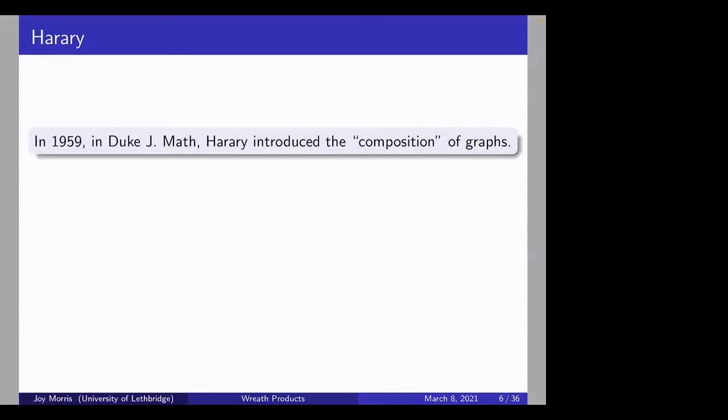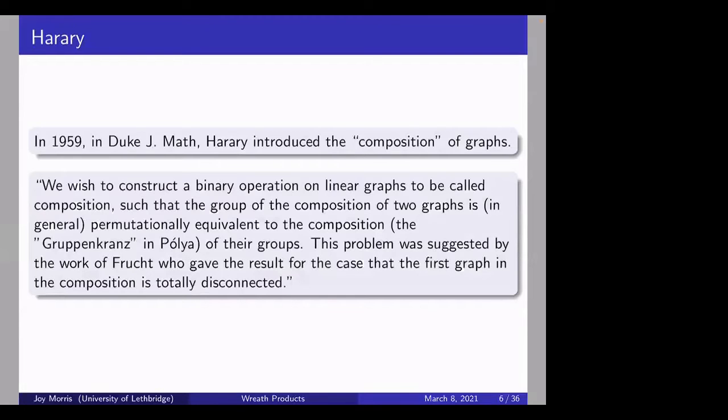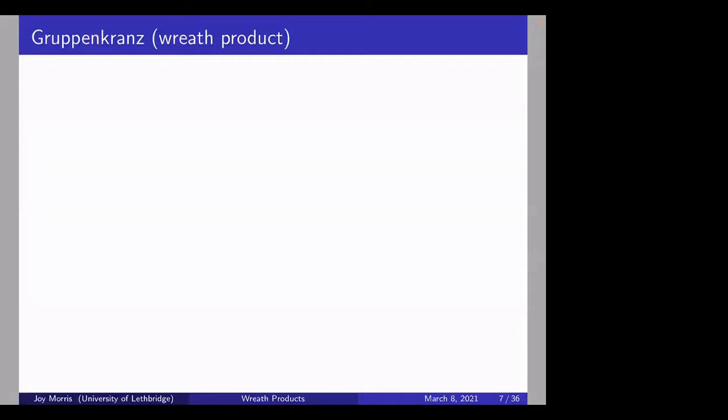Motivated by this, in 1959, in the Duke Journal of Math, Harari introduced what he called the composition of graphs. His motivation, as he described it, was to construct a binary operation on linear graphs to be called composition, such that the group of the composition of two graphs is in general permutationally equivalent to the composition, or Polya's Gruppenkranz, of their groups. This problem was suggested by the work of Frucht, who gave the result for the case that the first graph in the composition is totally disconnected, has no edges. So that's what I just mentioned.